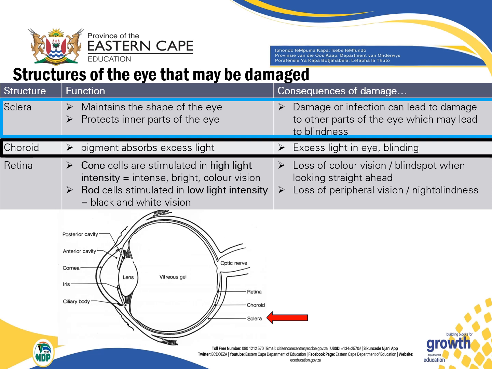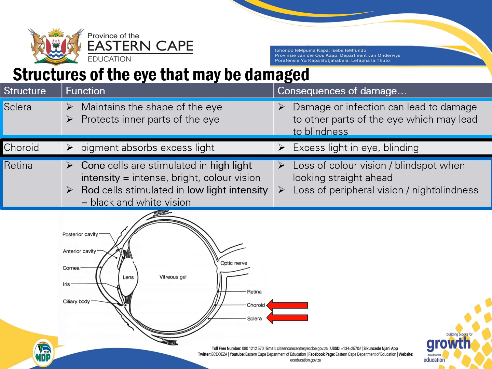The choroid is the middle layer of the eye, and the choroid contains pigments that help to absorb excess light that enters into the eye. Now, excess light can be damaging to the receptors of the eye because it means that they are overstimulated by all the light that is found in the eye, and this can lead to blindness.